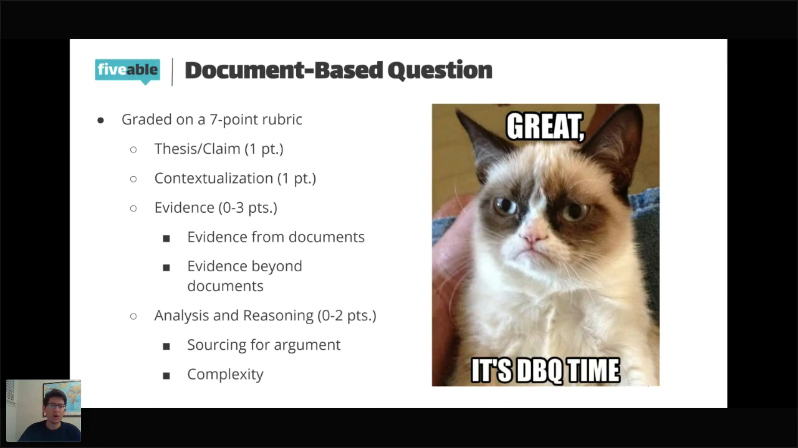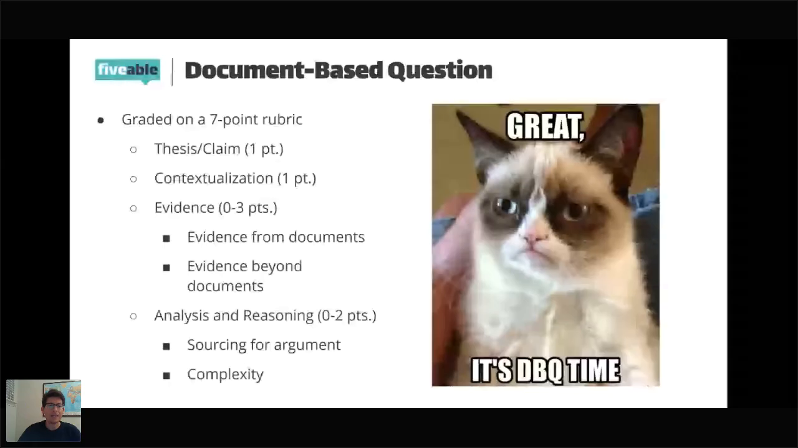The last 2 points are analysis and reasoning. Are you sourcing the documents, trying to understand how the historical context, the intended audience, the purpose, the view of the author who is writing, how that may affect your argument, strengthen or weaken alternative arguments? If you can explain that with your argument at least 3 times, then you will get that point.